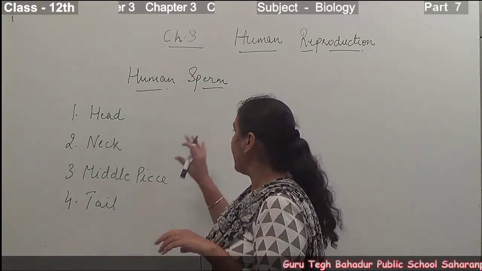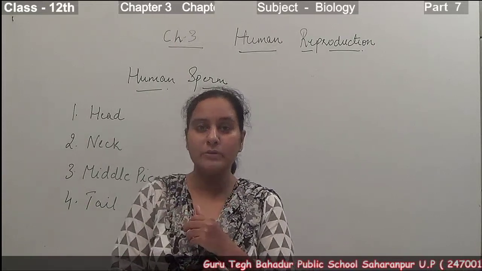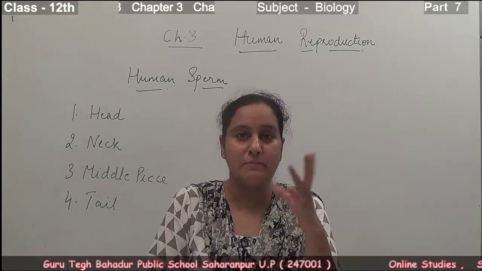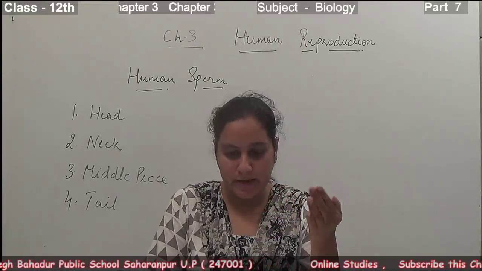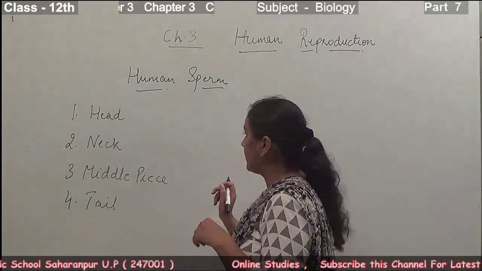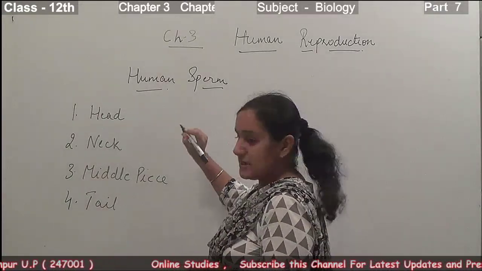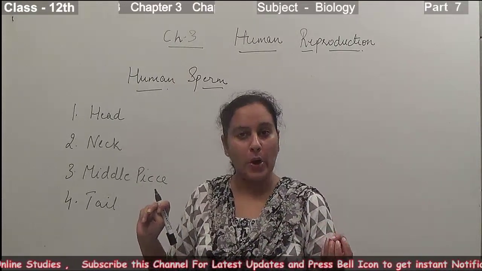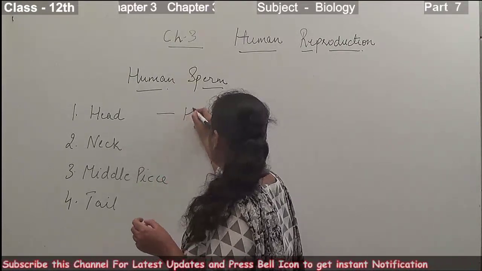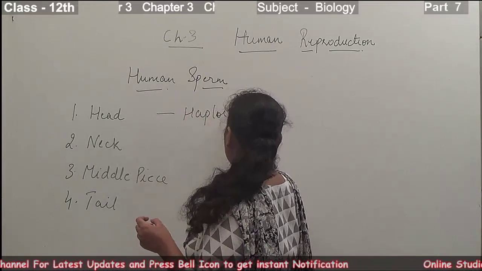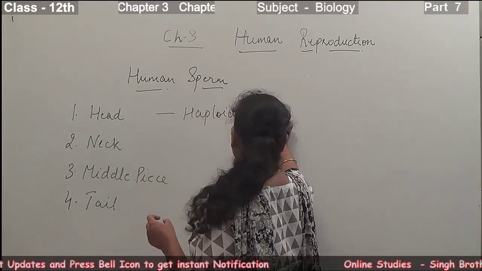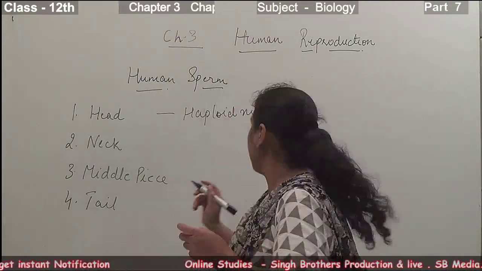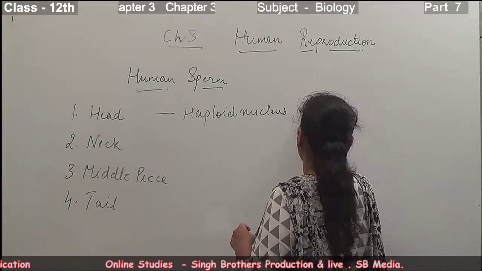Before starting the head, I just want to tell you one thing. The whole sperm is enclosed by a covering of a plasma membrane. So firstly we will discuss the head. The head consists of a haploid nucleus and a cap-like structure, that is the acrosome.